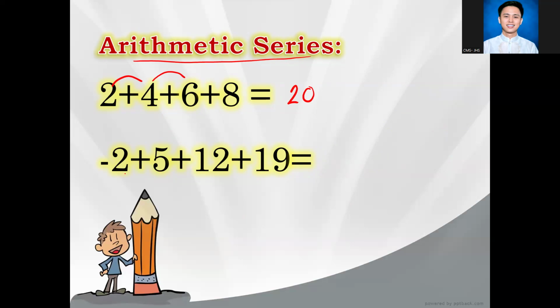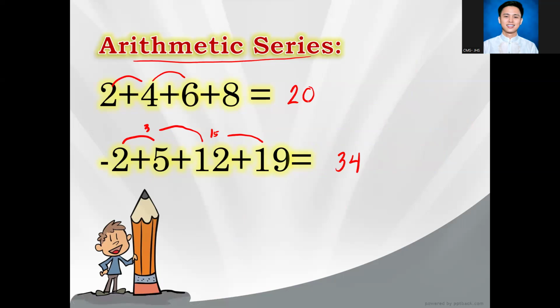There could be negative terms, right? So negative 2 plus 5 is positive 3. 3 plus 12 is 15. And 15 plus 19 is 34. The arithmetic series is 34. Very simple. We're just adding the terms.